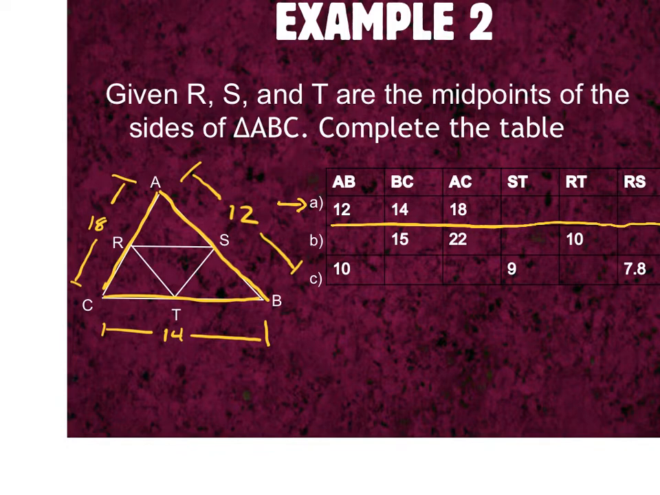All right. ST. ST is this line right here. How could I figure out what ST is based on that? Yes, sir. It's going to be half of AC, the one that it's parallel to. Half of 18 is what? 9. Somebody talk to me about RT, this line right here. It would be half of 12, half of the line that it's parallel to, since these are midsegments. And half of 12 is 6. And what about RS, this one right here? Half of 14, which would be 7.